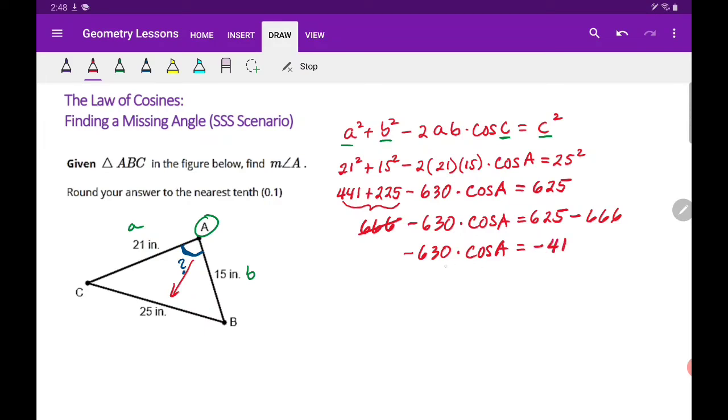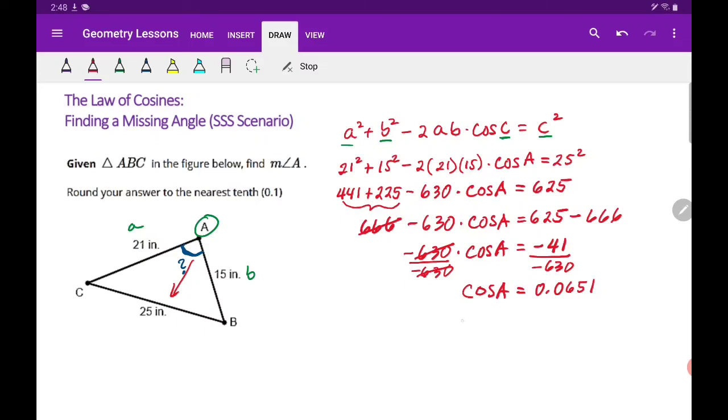You're going to be solving for cosine A. So let's divide by negative 630. That will cancel. Cosine A is equal to negative 41 divided by negative 630, which is 0.0651. Now, you want to find the measure of angle A, not cosine A. Of course, I know that.